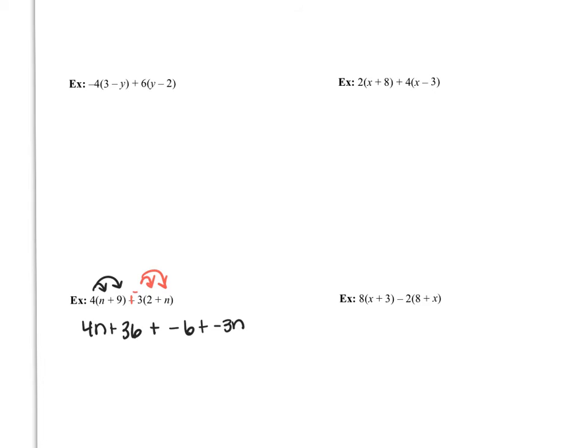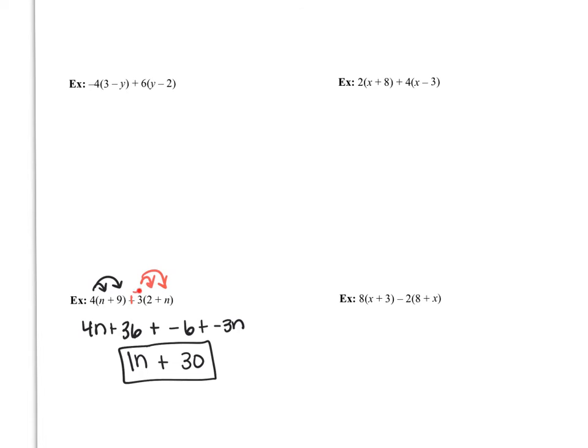And then I can combine like terms. So 4n plus negative 3n, I could write as 1n. And 36 plus negative 6 would be 30. Now remember that you could also write 1n as just n with no 1 in front.